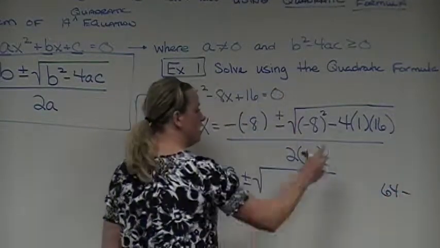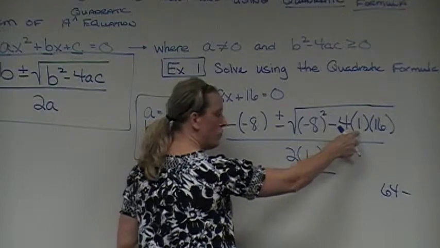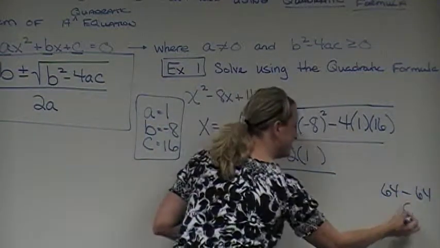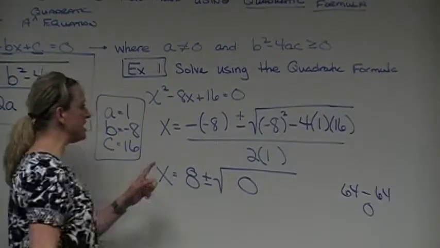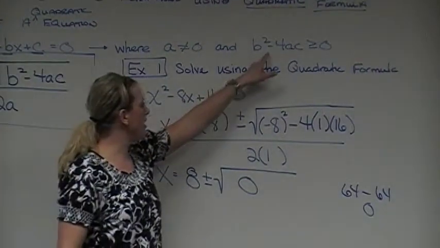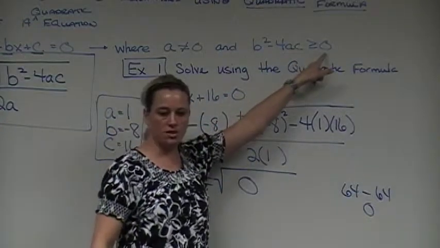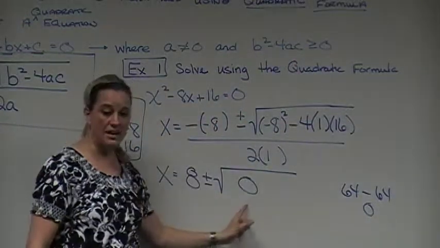64 minus 4 times 1 is? 4 times 16 is 64. So what is 64 minus 64? 0. Good. And let's see if that makes sense. Is this okay? This is what was underneath the radical. Is 0 greater than or equal to 0? So we're okay. So we can get 0 under the radical.